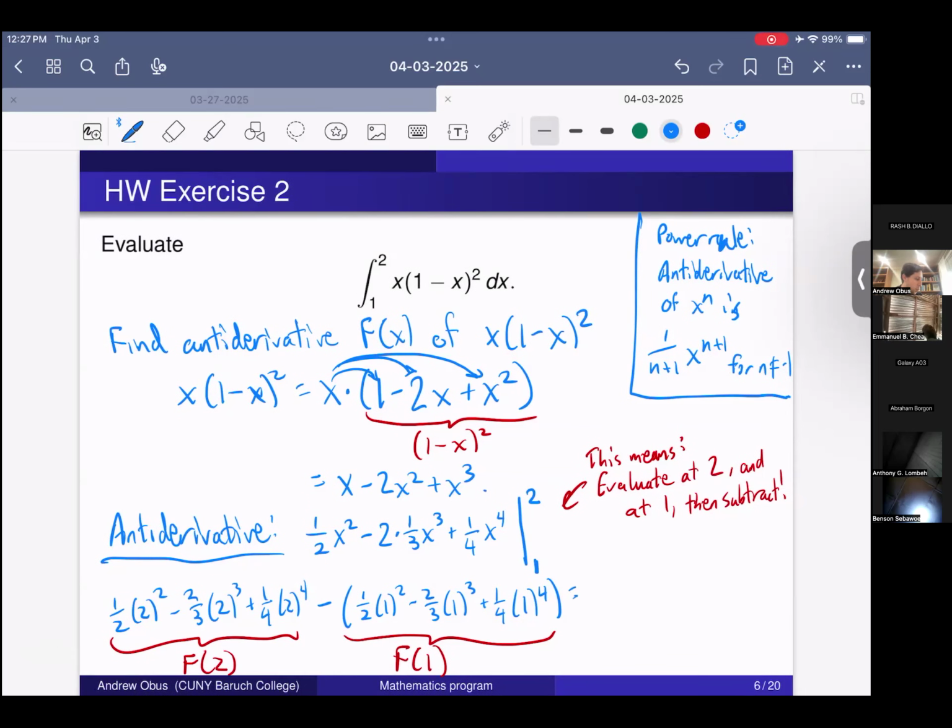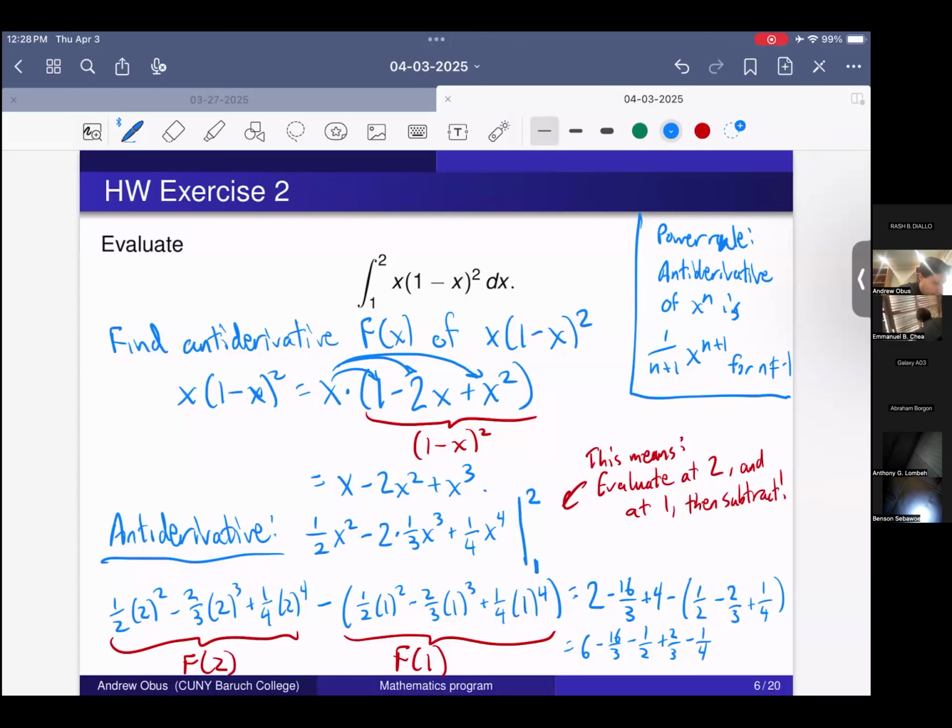We have to figure that out. So 1/2 times 2 squared is 2, minus 2/3 times 2 cubed is going to be 16/3, plus 1/4 times 2 to the fourth is going to be 4, minus 1/2 times 1 squared is 1/2, then minus 2/3 times 1 cubed is 2/3, and then plus 1/4 times 1 to the fourth is 1/4. And now if we simplify this, what does this give us? It's 6 minus 16/3 minus 1/2 plus 2/3 minus 1/4.